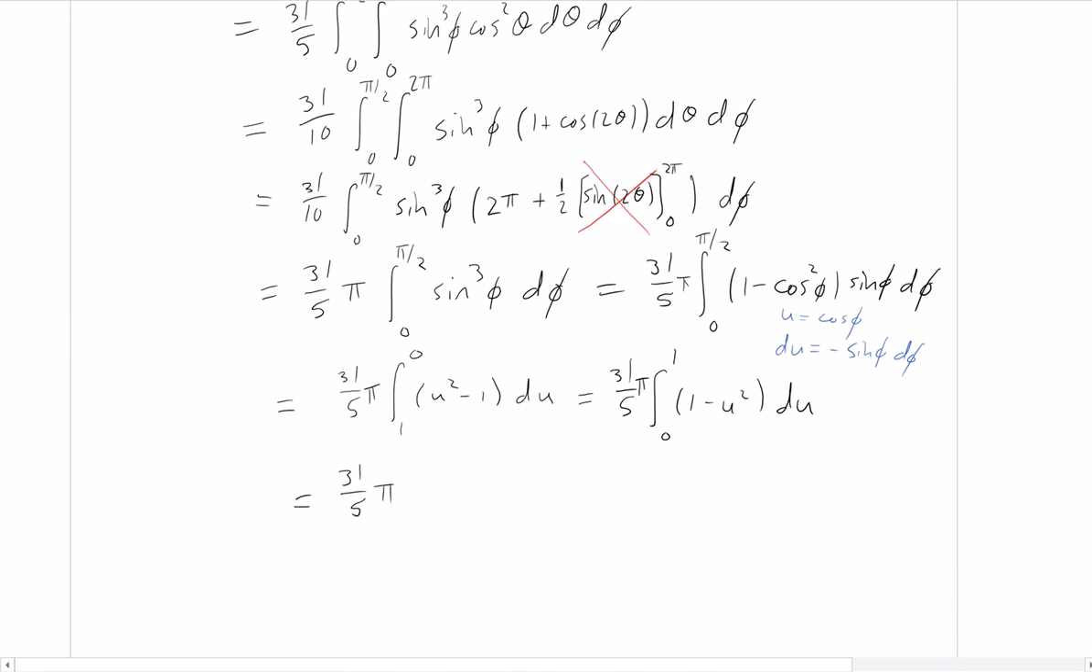So, if we do this integral, the integral of 1 from 0 to 1 is just 1. And the integral of u squared is u cubed over 3. From 0 to 1, that's just 1/3. And so this is just 2/3. So this ends up being 62 over 15 times pi.